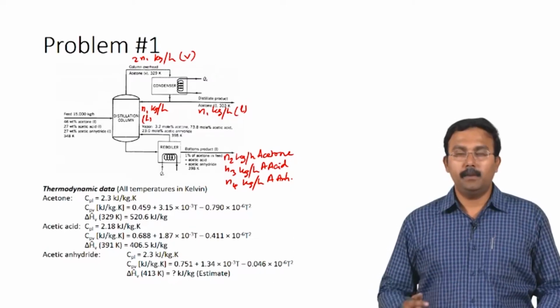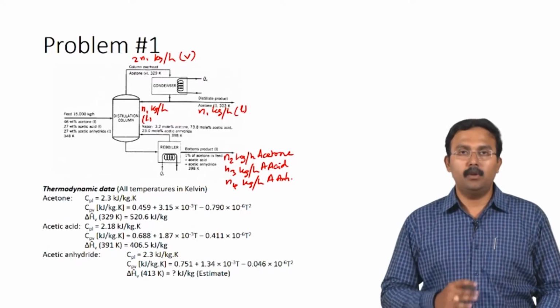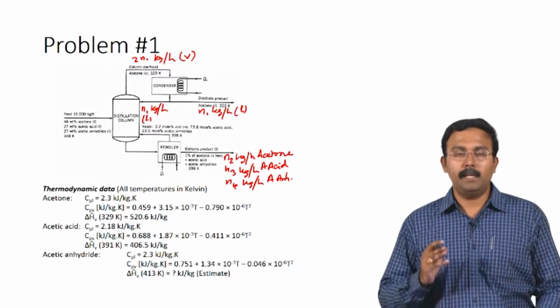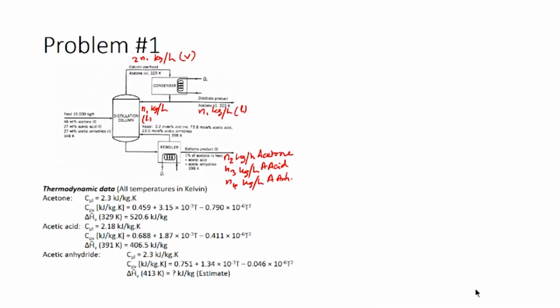The first information that we have directly is 1% of the acetone fed to the system is actually recovered through the bottoms product. Which means we can calculate N2 directly. So N2 is equal to 0.01 times 0.46, which is the mass fraction of acetone in the feed, times the mass flow rate of the feed which is 15,000 kilograms per hour. So therefore you get N2 as 69 kilograms per hour.